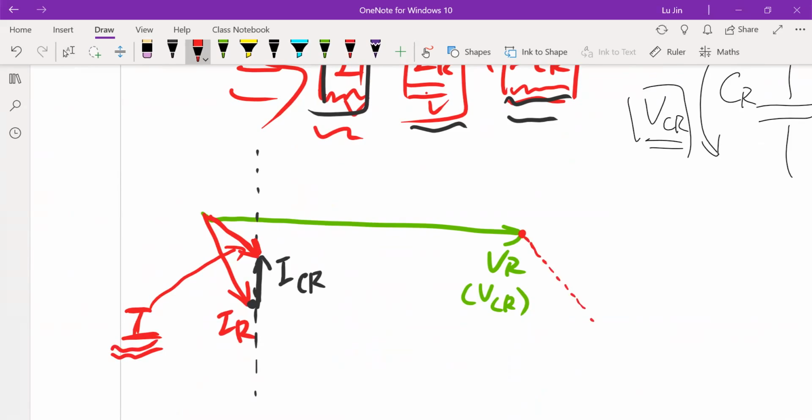Okay, this dashed vector direction is in parallel with the current I. And its magnitude, for example, is here. This is actually I by R. This is indicating the voltage across the resistance of the transmission line. Okay, this first thing. Let's go back.